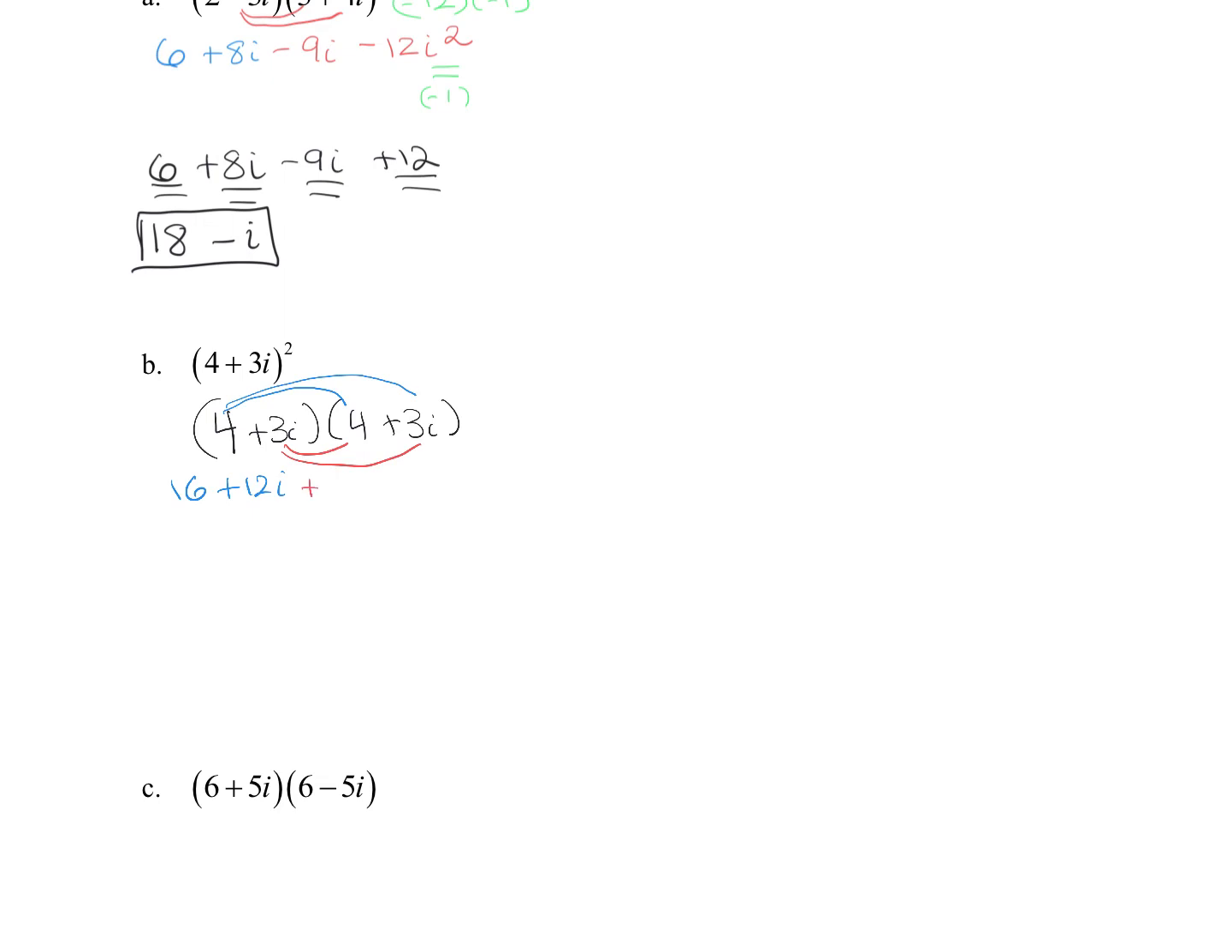So 3i times 4 is plus 12i. 3i times 3i makes a plus 9i squared. This right here, remember that i squared is a negative 1, so this is really a minus 9. So I have 16 plus 12i plus 12i. Real and real, 16 minus 9 is 7. 12i plus 12i is plus 24i.